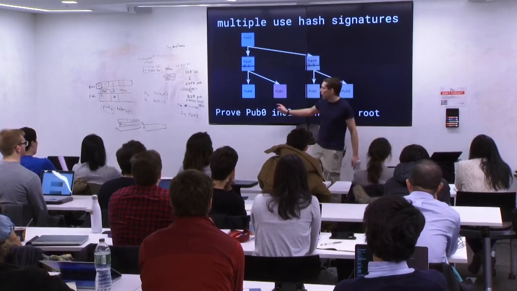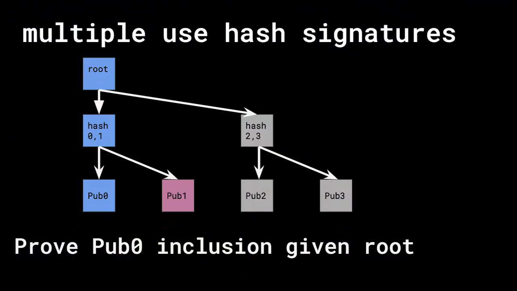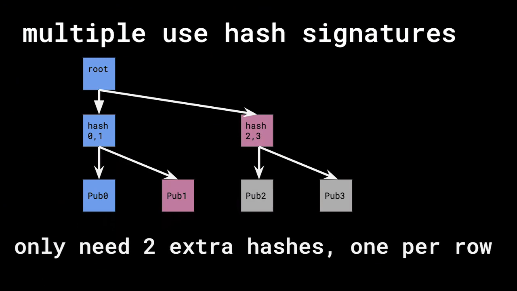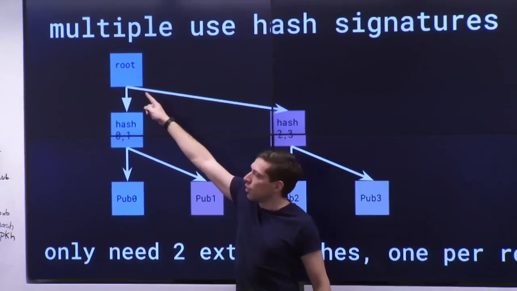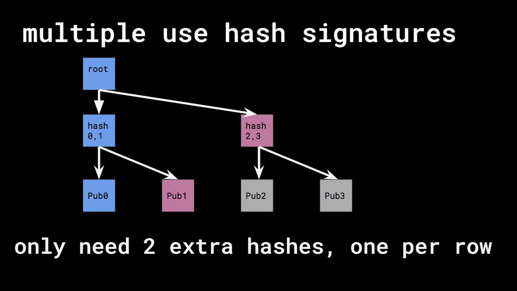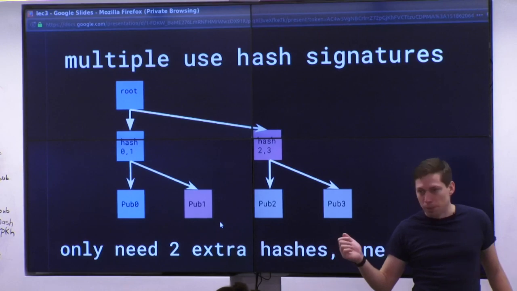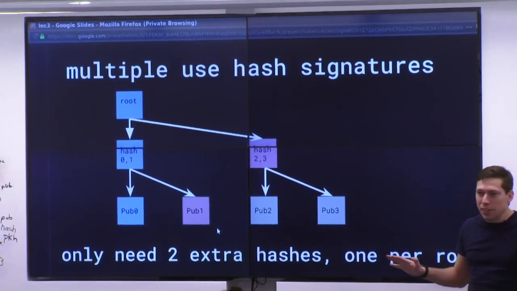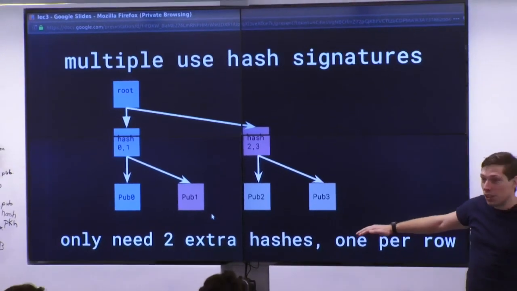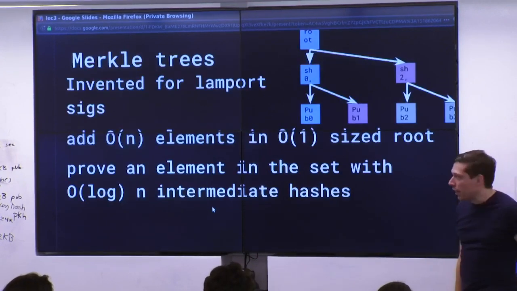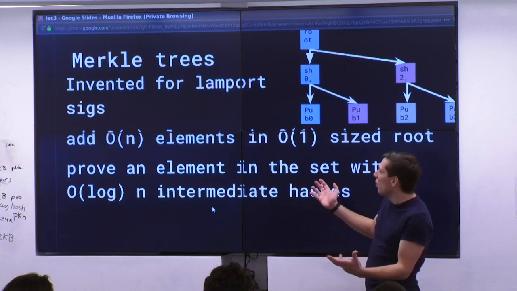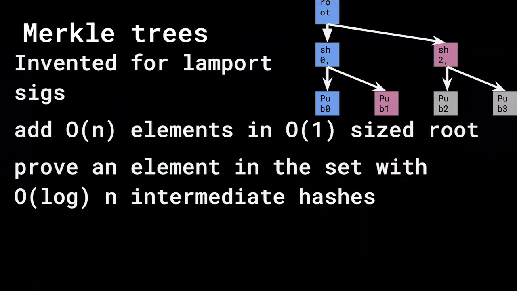That allows the verifier to compute this. And then the prover says, hey, here's hash 23, which allows the verifier to compute the root and then check that it's equal. So yeah, you only need 2 extra hashes instead of all 4. So save some space. It doesn't save that much space when you only have 4. It saves a lot of space when you have 1,000, right? So you can add O(n) elements, and the root stays the same size.